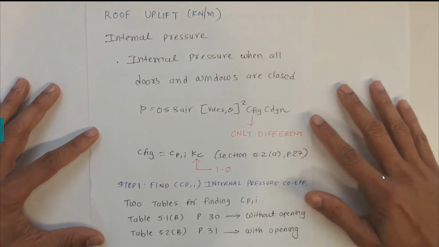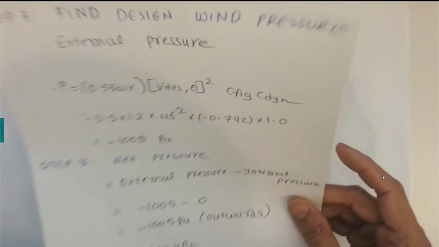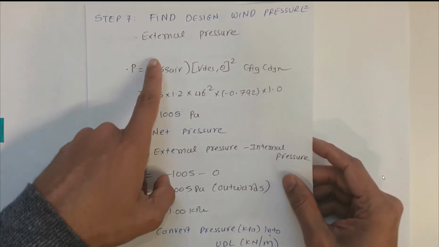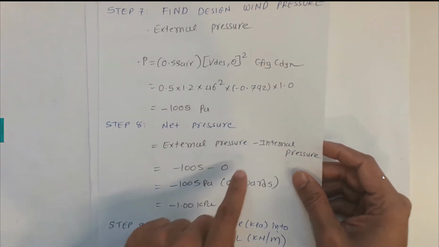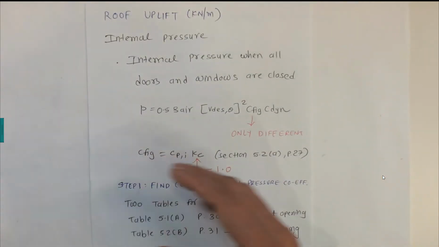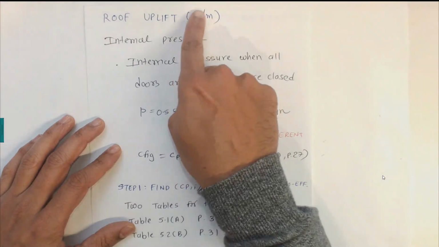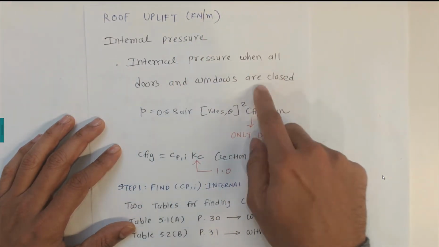Continuing straight from the last video, where we calculated the external design wind pressures, the external pressure is minus 1.005 kilopascals. Now we are finding the internal pressures for the roof. The internal pressure for the roof uplift, in kilonewton per meter, is the internal pressure when all the doors and windows are closed.